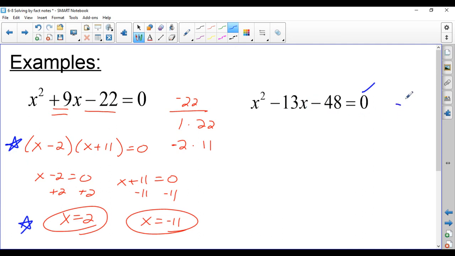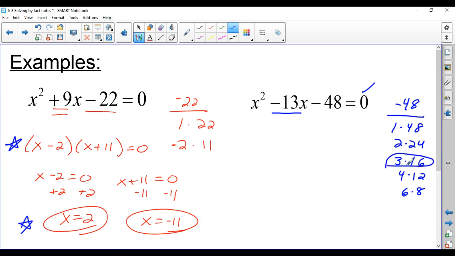Look for factors of negative 48. 48 has a lot of factors. 1 times 48, 2 times 24, 3 times 16, 4 times 12, 6 times 8, and that is it. I want the pair where I can combine to get negative 13. And again, one of them is going to be positive and one is going to be negative. 3 and 16 are 13 apart from each other. In order to get negative 13, I need 3 minus 16. My factors are x plus 3, x minus 16.